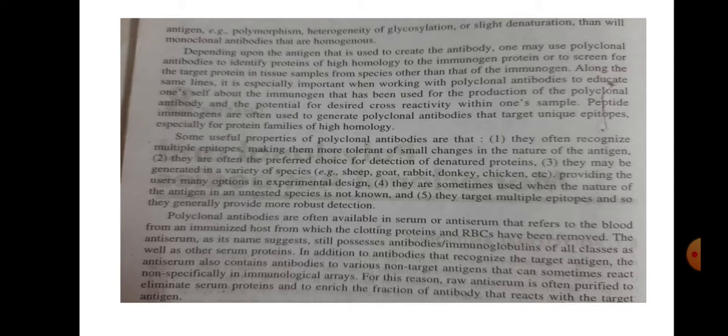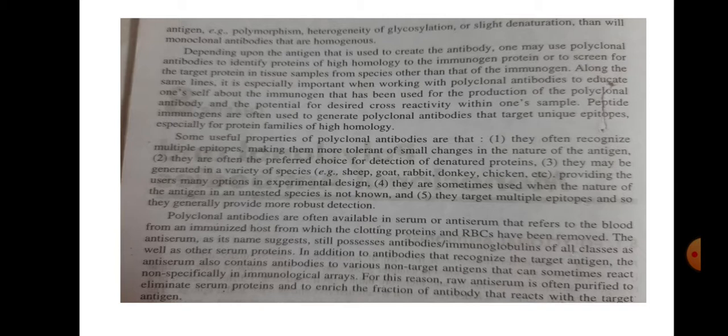These polyclonal antibodies may be generated in a variety of species like sheep, goat, rabbit, donkey, chicken, etc., providing flexibility as the user may opt in experimental designs. The same type of antibodies can be produced from different organisms like sheep, goat, rabbit, donkey, chicken, etc.